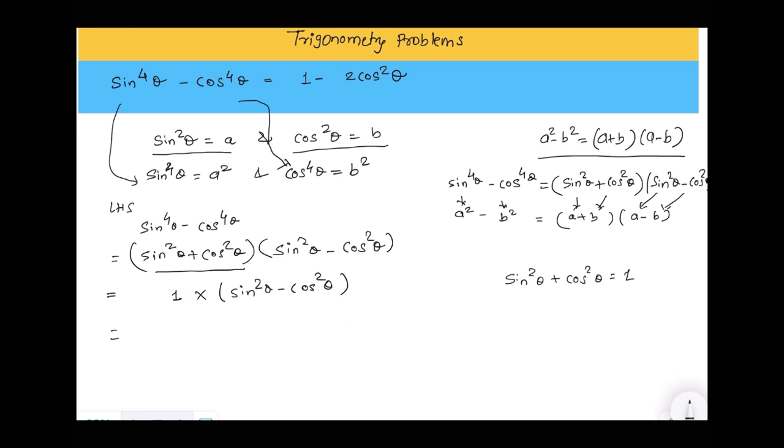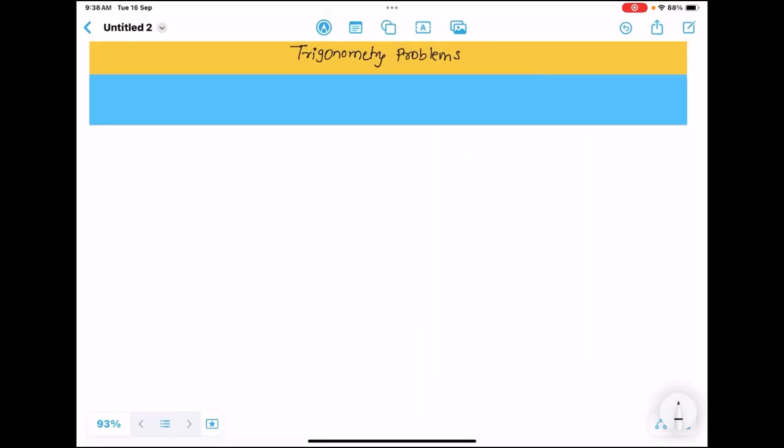We have already used sin square theta plus cos square theta is equal to 1. Let's rearrange the terms and reuse them. So rearranging, sin square theta is equal to 1 minus cos square theta. Putting this value of sin square theta into the equation, we get 1 minus 2 cos square theta. Let's see the next problem.